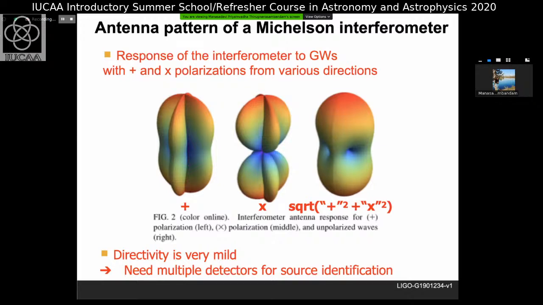And this is crucial to understand because the directivity of a single detector that we build is going to be very low, which means that you cannot use a single detector to identify or localize a source effectively. So the more detectors that we have, the better we can localize the source in the sky.